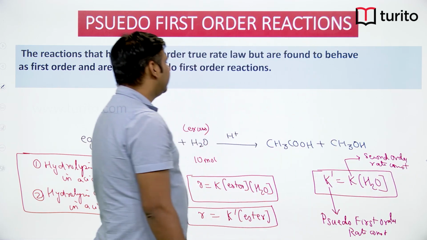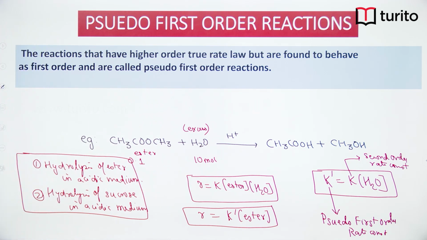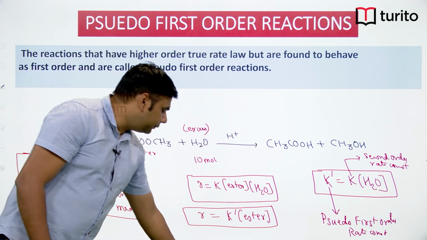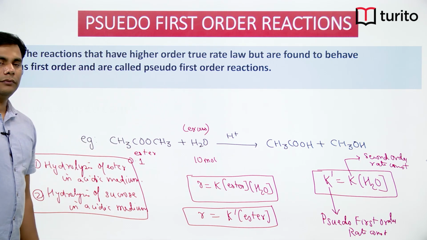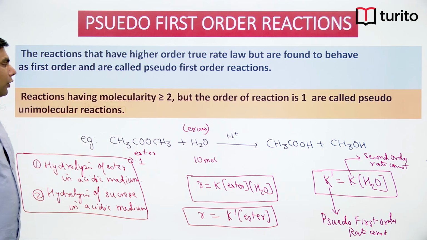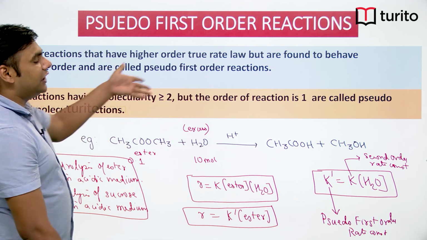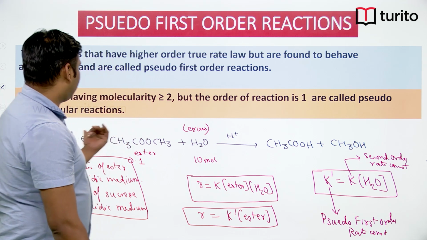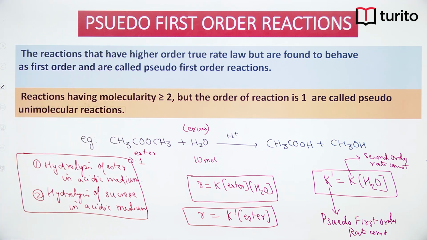So I hope these terms are clear to you. So you can quickly write this. Now if we talk about the molecularity, because there are two reactants involved, the molecularity should be equal to 2. So we say that the reactions having molecularity greater than or equal to 2, but the order of reaction is 1, they are called pseudo unimolecular reactions.